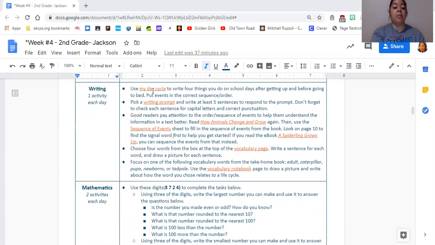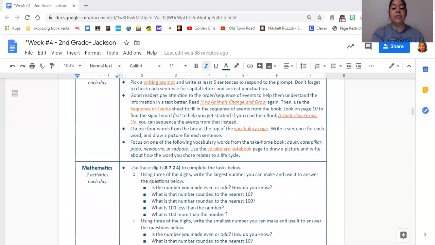There is one activity each day for writing. You're going to use your day cycle to write 4 things that you do on a school day, and then put the events in the correct sequence. There are new writing prompts this week, and we are asking you to write 5 complete sentences, using your capital letters and punctuation marks correctly.